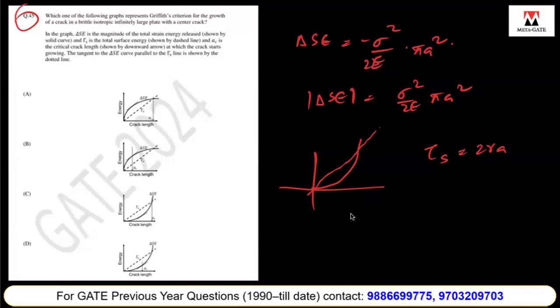So the tangent at the point A, this is a critical crack where the propagation changes, the total surface energy changes. So this is the tangent at which the critical crack growth is mentioned. So this will be the option D.